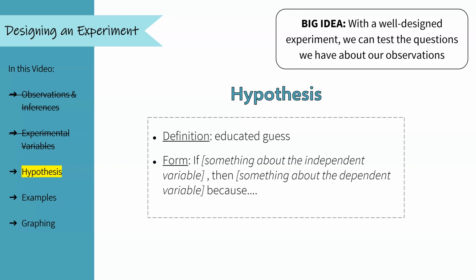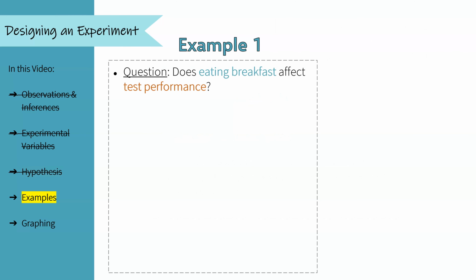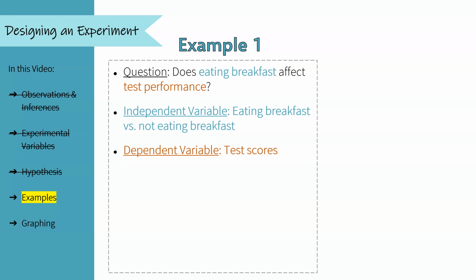Let's look at a few examples. In our first example, I'm asking, does eating breakfast affect test performance? My independent variable, the thing that I, the scientist, am going to change, is I'm going to have some people eat breakfast and some people not eat breakfast. What I'll measure, or my dependent variable, are my test scores.